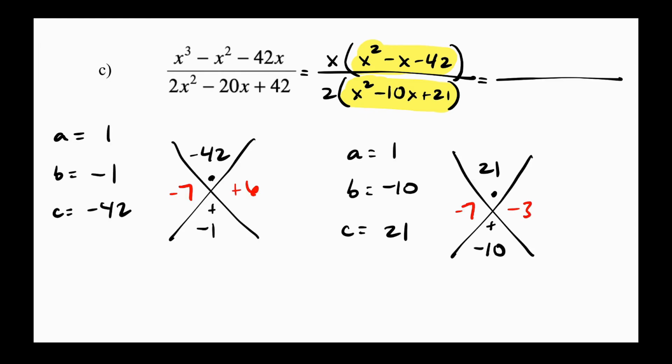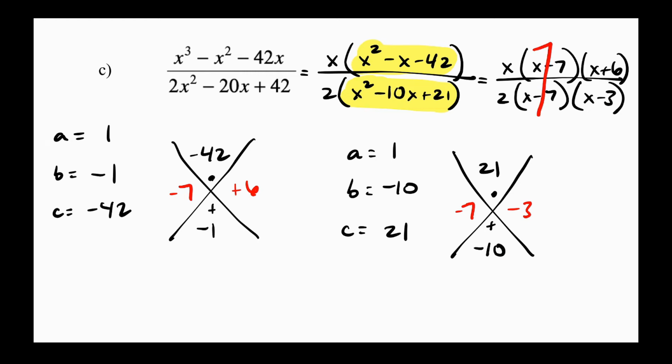Okay, so for the top, I got a minus 7 and a plus 6. Remember, the x has to stay in front. I get a minus 7 and a plus 6. The bottom, I have a 2 in front, so I got to write that down. I also have a minus 7. So I'm going to line up those minus 7s to make it easier for me. And then I have a minus 3. So I got a giant 1, or minus 7 and minus 7.